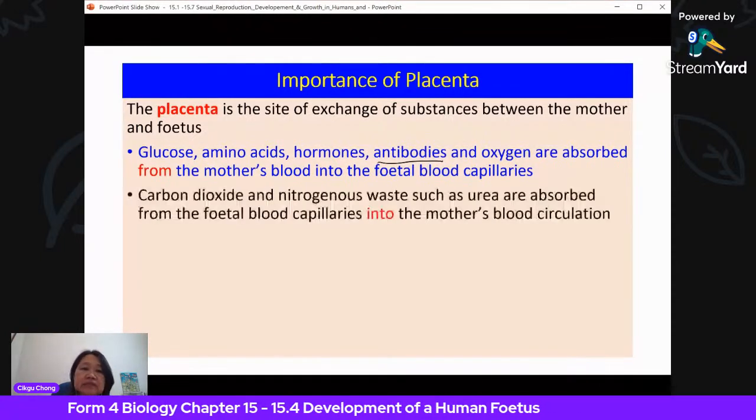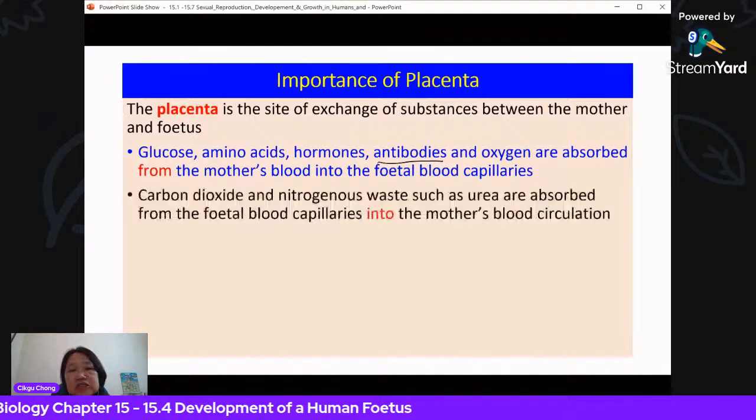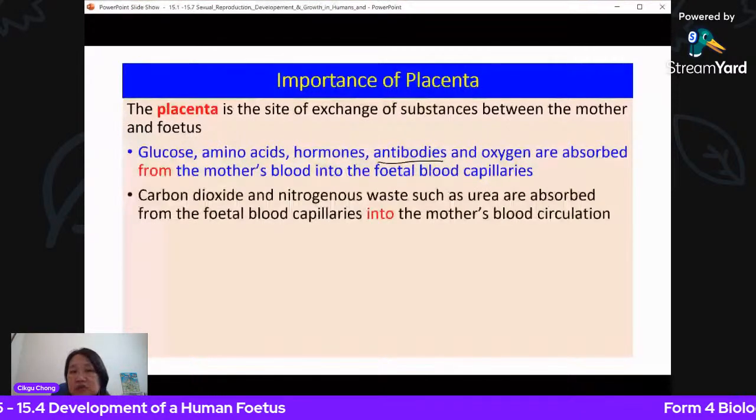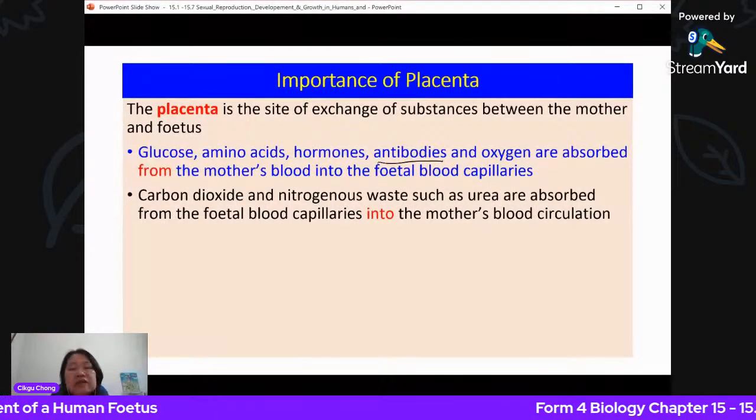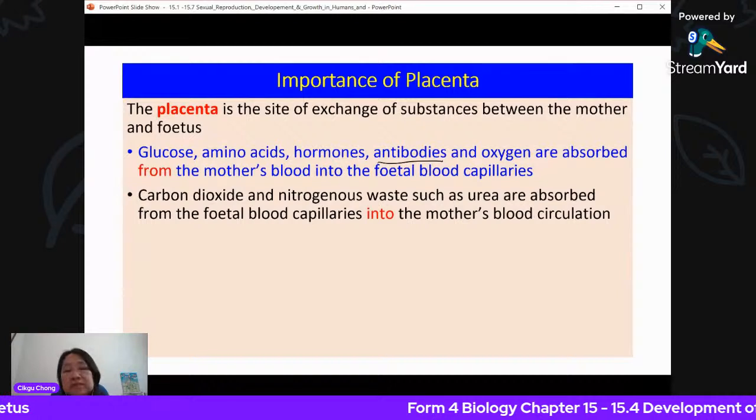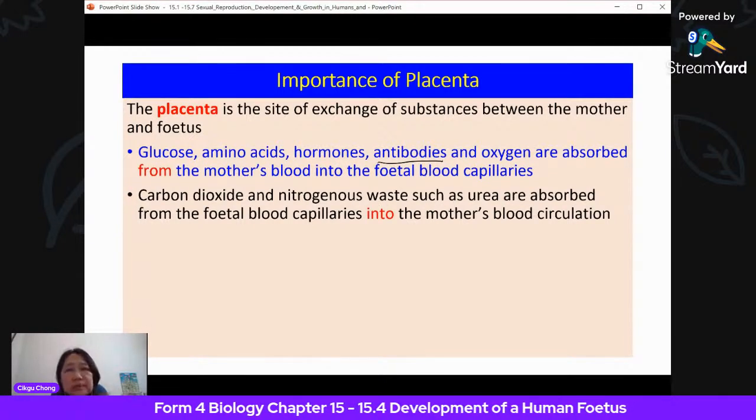At the same time, these are the nitrogenous waste. These are the waste products, carbon dioxide, urea. They are absorbed from the fetal blood capillary into the mother's blood circulation. So these are the things that the baby does not want.